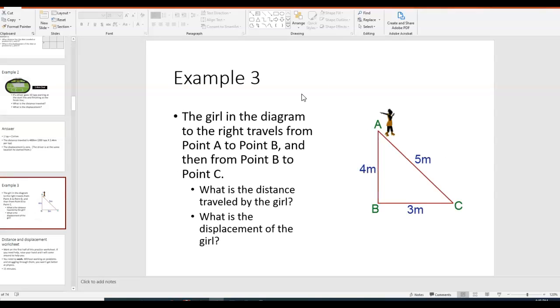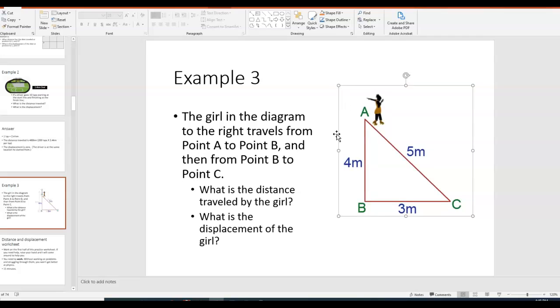Okay, and just to take a look at one more example, this is example 3. It says the girl in the diagram to the right travels from point A to point B, and then from point B to point C. Okay, so in other words, looking at the picture, she starts up here, and then she goes from A to B, and then from B to C.